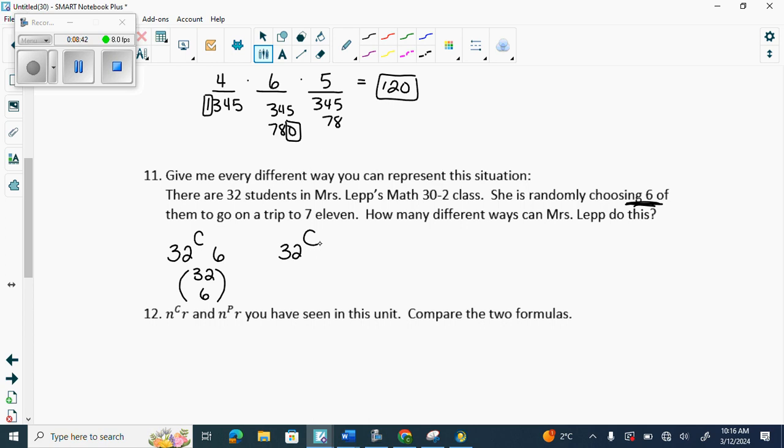What's the difference between 32 and 6? 26. Because remember, with C's and only with C's, you can actually take the difference and it'll get you the same answer. Right? We did 10C4 and 10C6 in our notes, and it got us the same answer because of the formula. Or we could also write it as 32C26. Because that's a C. Remember that?